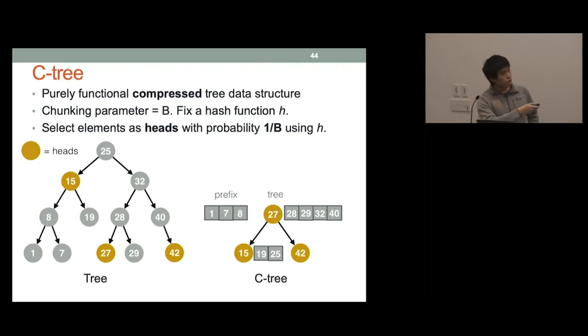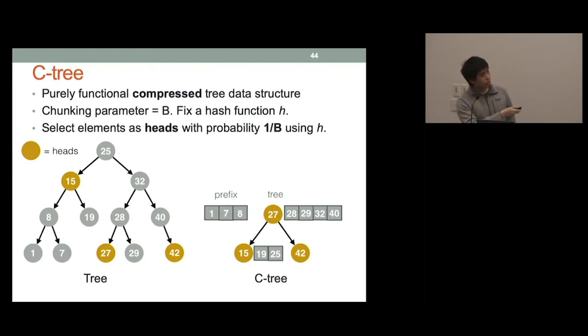There are some values here that are not attached to any tree nodes because there were no tree nodes selected that had a value smaller than them. And we're just going to store these in what we call the prefix of the C-tree. So the C-tree contains a prefix as well as a tree on these head nodes. And inside each of these nodes, we have a contiguous array of these integers here.